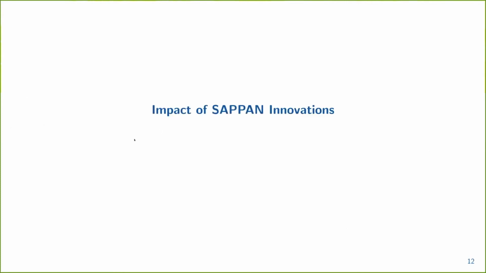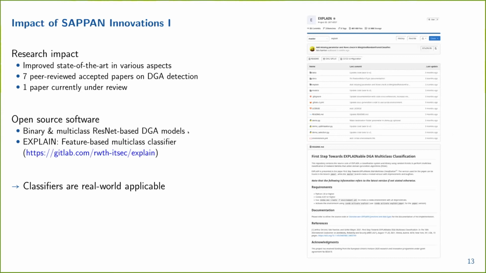So this was the quick summary of several selected results. But maybe a very short overview of the implications of our research. We improved the state of the art in various aspects. As I said, we have published 7 papers on DGA detection. One is currently under review.